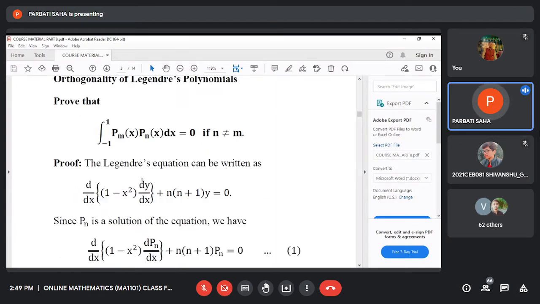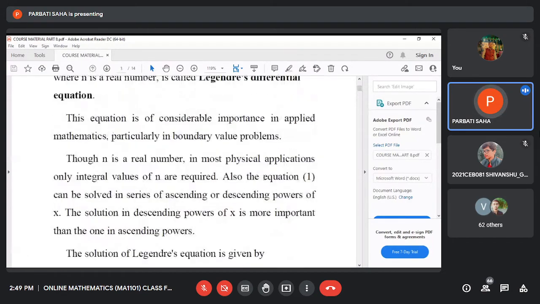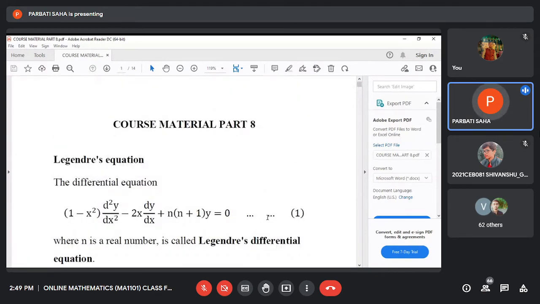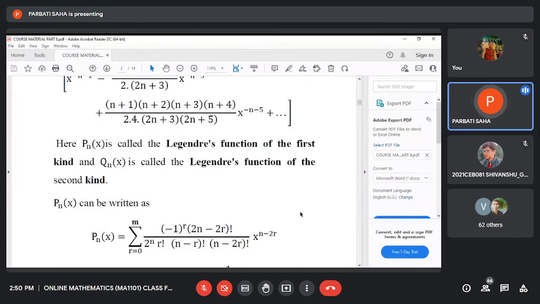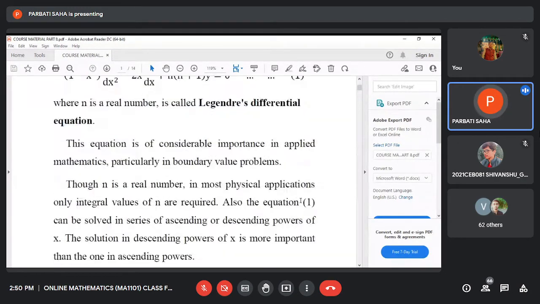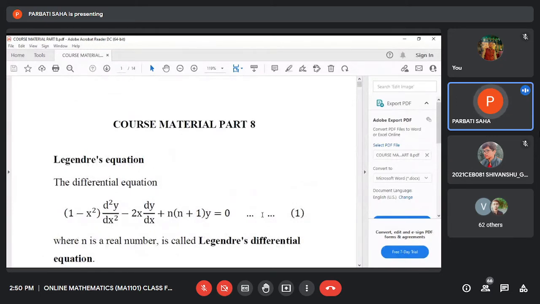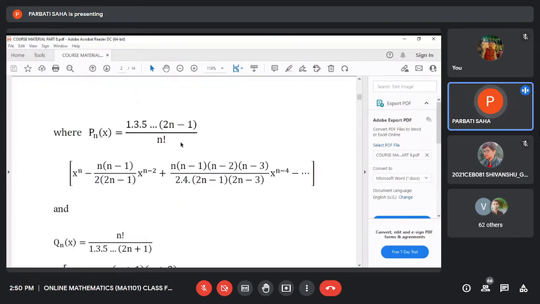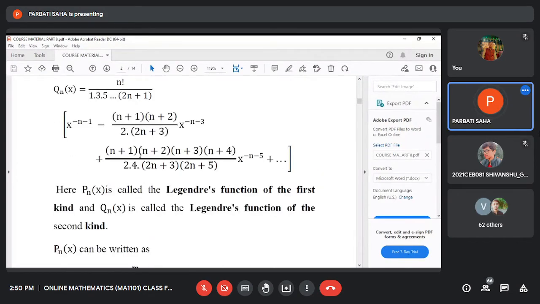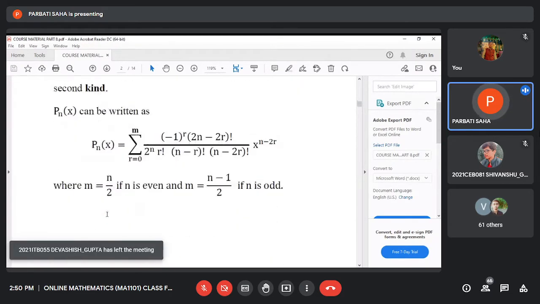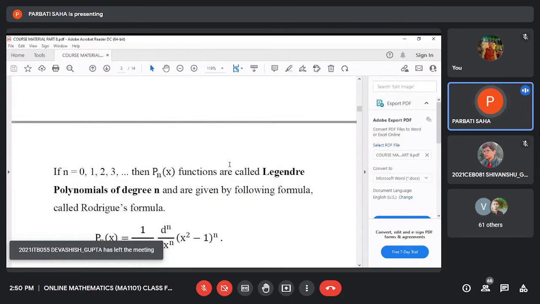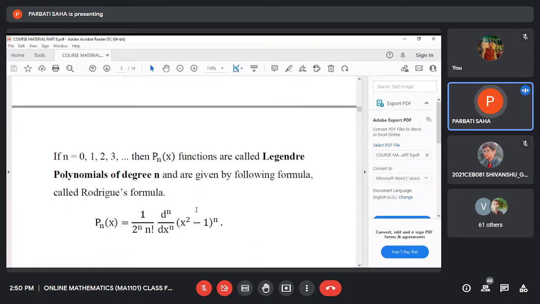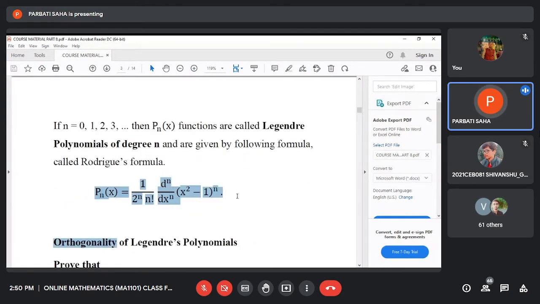Now you see, Legendre's equation is this. You have already observed this, yes, this is Legendre's equation. Just note that Legendre's equation is given by this, and then remember the solution is given by this, where Pn is given by this, Qn is given by this. If n is 1 or a positive integer, then this Pn(x) is called Legendre's polynomial of degree n, and if Pn(x) is expressed in this form, then it is called the Rodrigues formula.